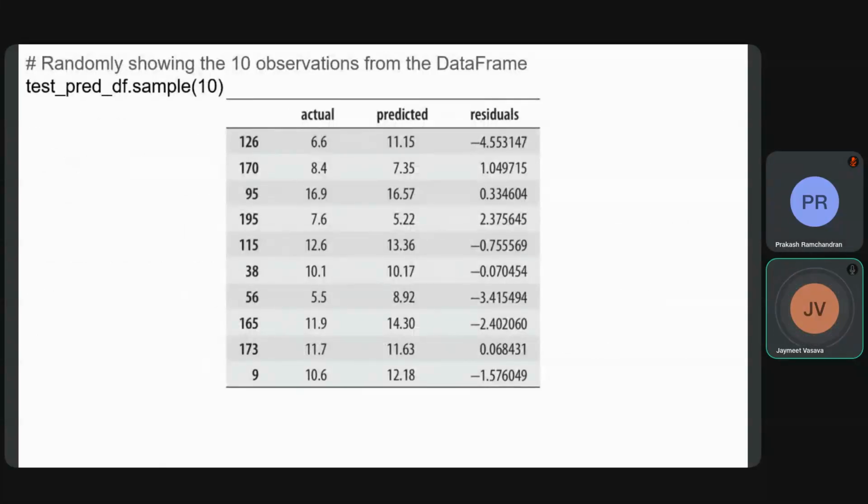So when we display those values in the data frame, these are the kind of values that we get. These are the actual, predicted, and the residuals of the error.